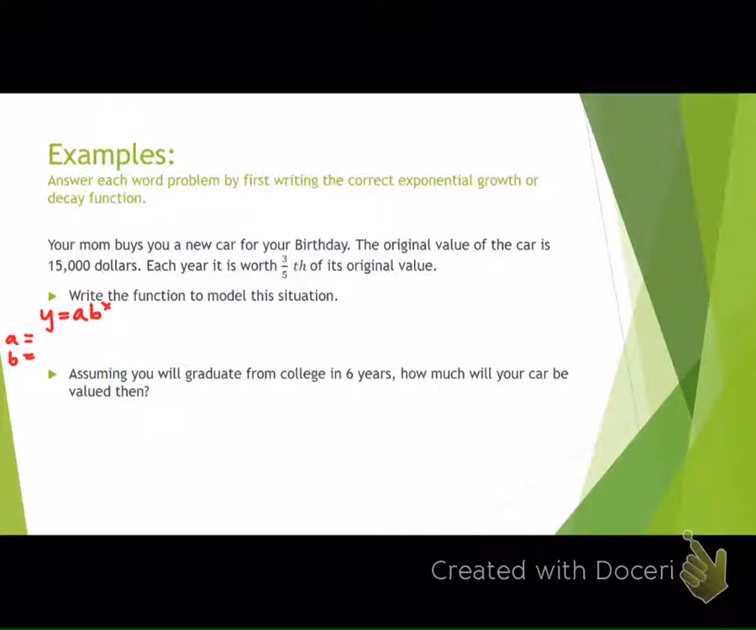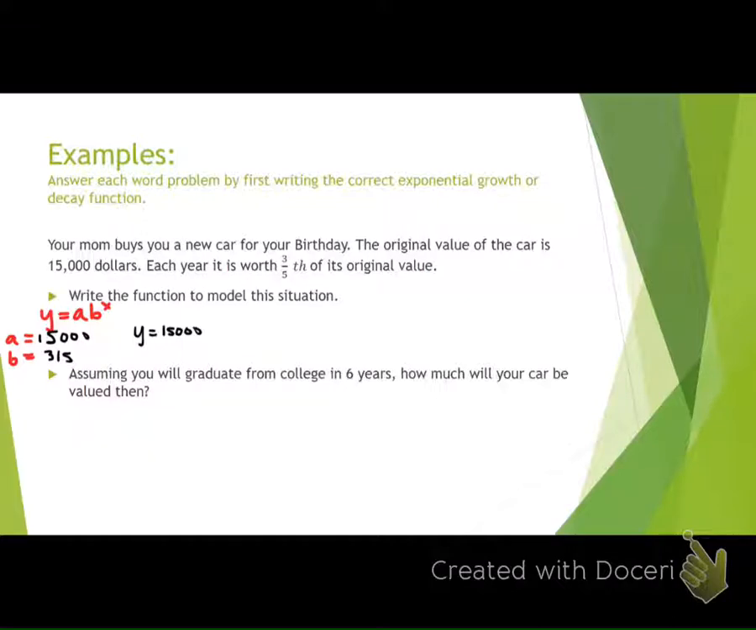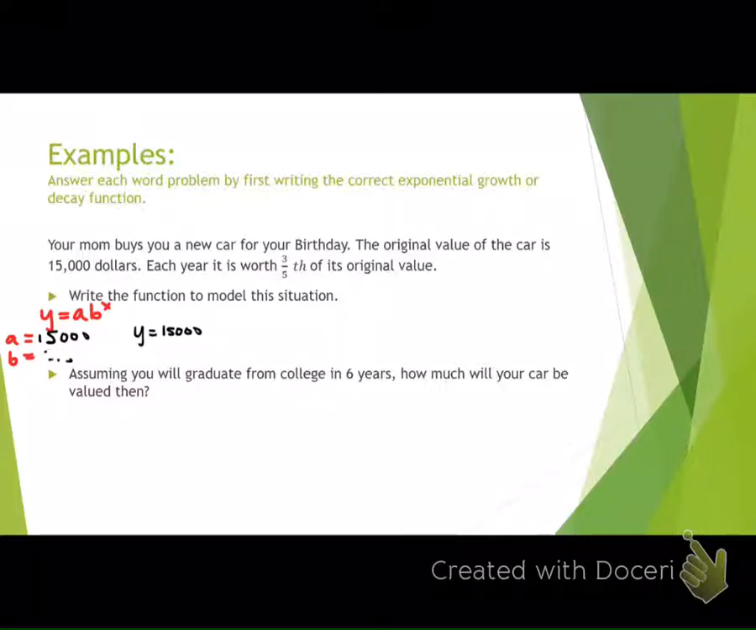All right. So, Josh, what is my initial value and my factor for this one? Your initial value is 15,000. Good. So it's y equals 15,000 times 3/5 to the x. That's a 3/5, not 315.